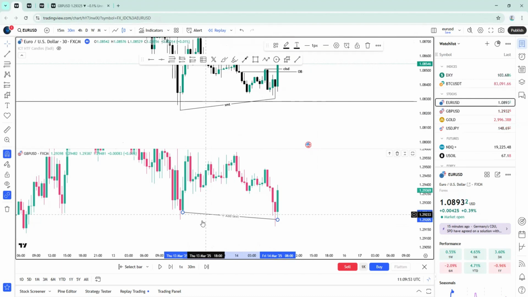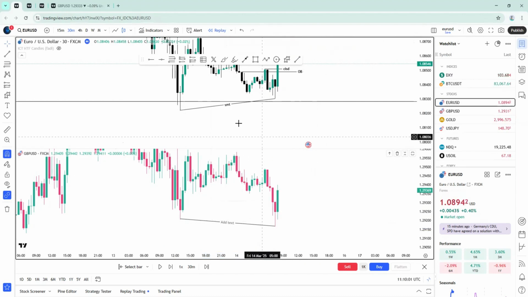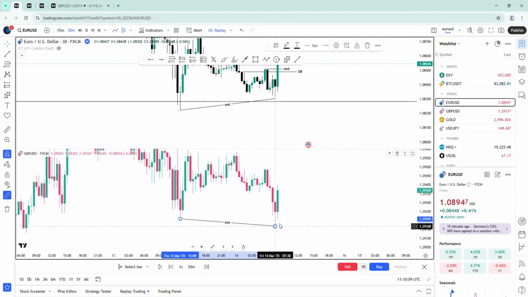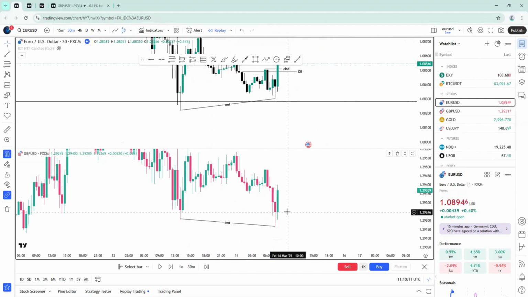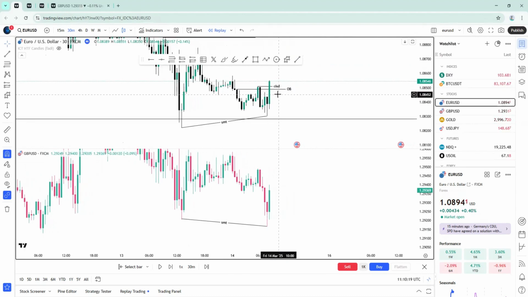So this is already a trap that is happening on GBP USD. And then we're having a shift in market structure on Euro USD. Our price is shifting to the upside, but then GBP USD did a stop hunt down here. So this was a trap for more traders to continue to sell. So already we have seen our SMT. Now at this point we just have to look for an entry.